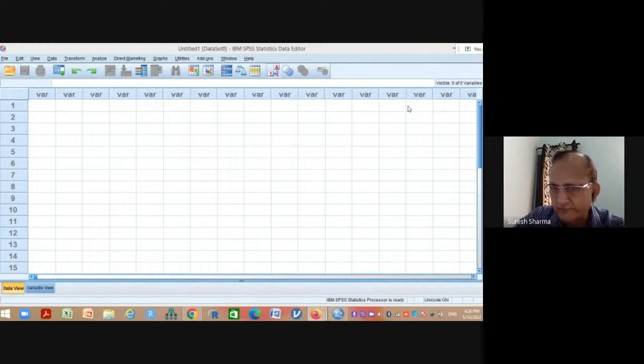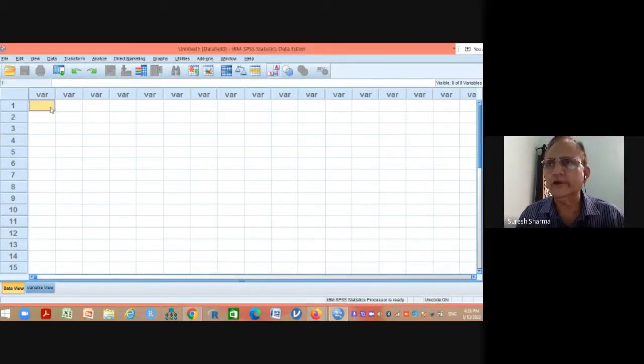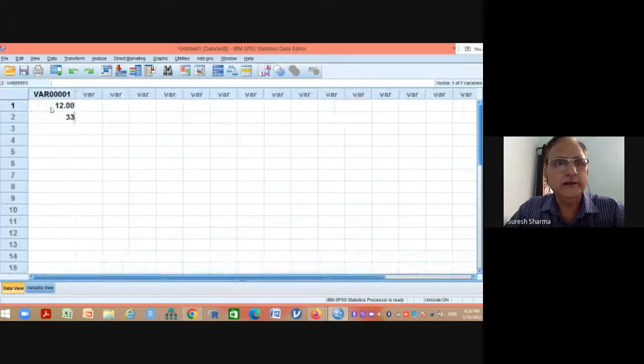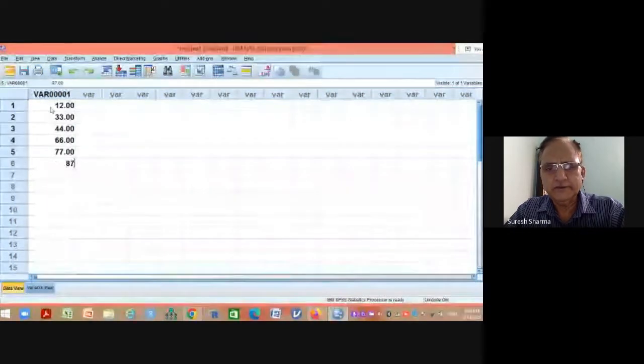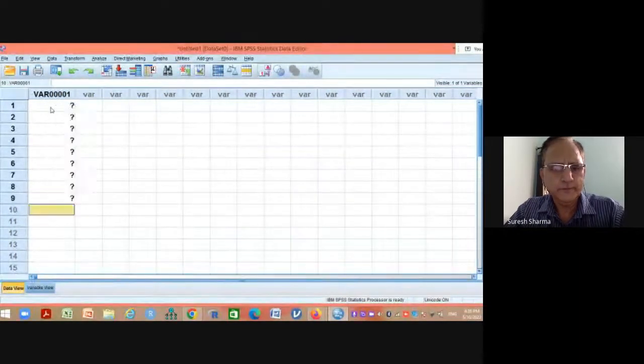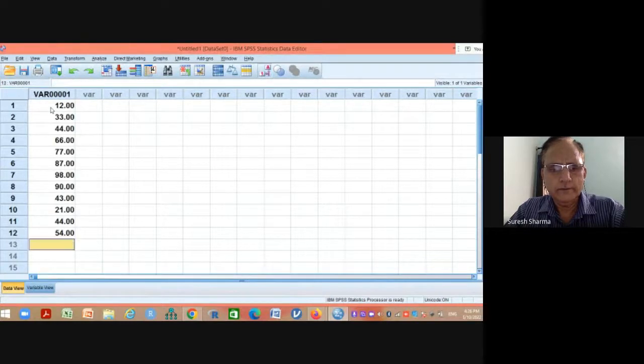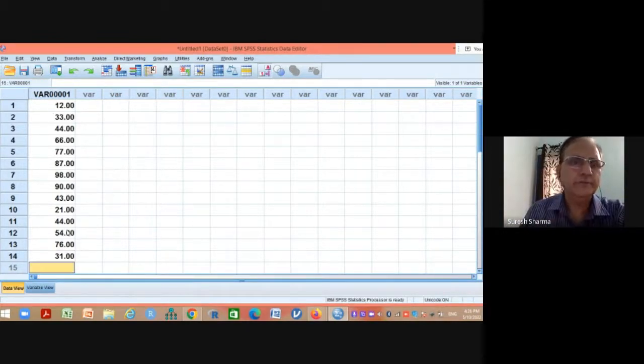Now first, if I want to enter data myself, what to do? Let's say scores of the students are available and I want to enter them here. Let's say scores are given out of 100. Suppose the first student gets a score of 12, then 34, 45, just randomly entering a few values. These are the values, right?